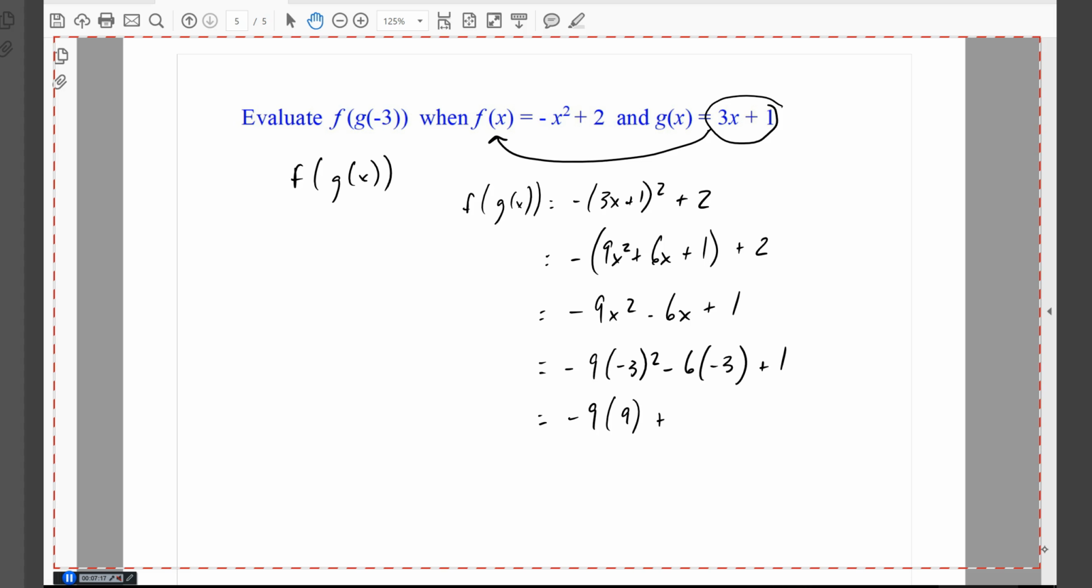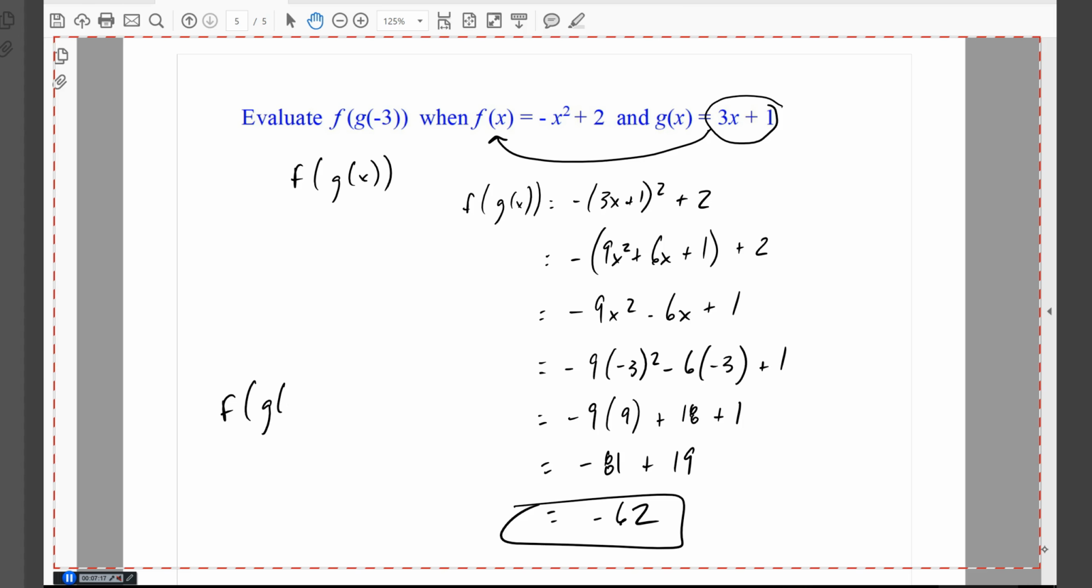Minus, oh, this is going to be plus 18 plus 1. So negative 81 plus 19. Okay, so let's see, 20 below 81 is 61. So it's going to be negative 62. Okay, same idea, right? So we know that f of g of negative 3 is going to be equal to negative 62. And we found it two different ways.